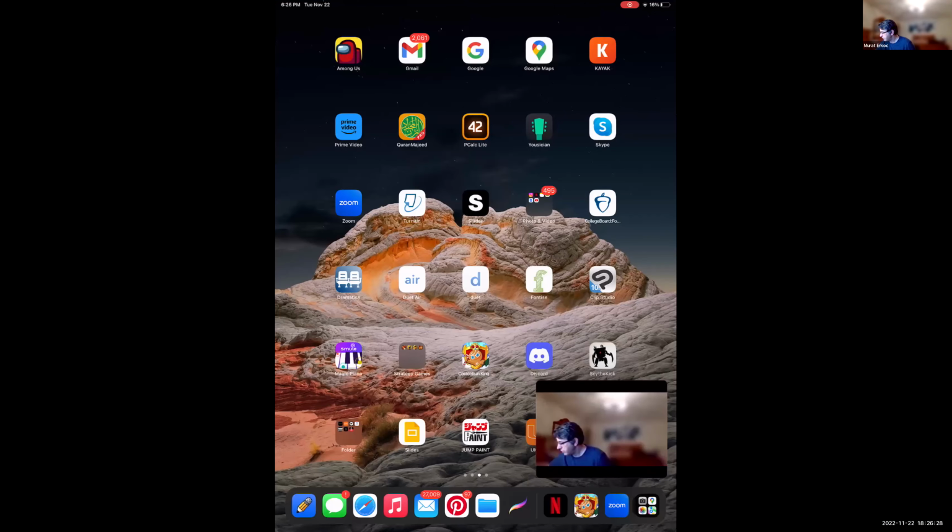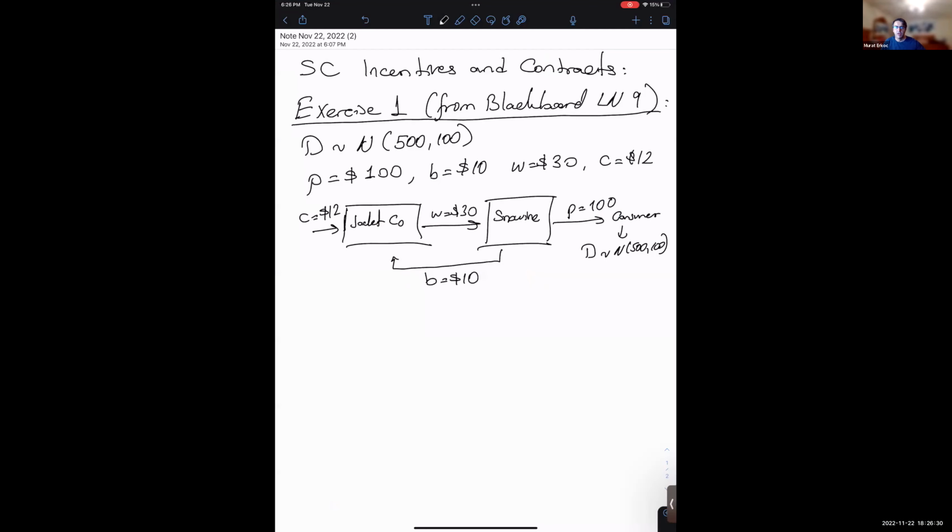All right, so this is some preliminary stuff. Again, we're solving exercise 1 from Blackboard lecture notes number 9. So we have Jacket Co. selling to Snow Inc. The item costs $12 per unit, and Jacket Co. sells it to Snow Inc. for $30. And when Snow Inc. in return sells it to customers for $100 per unit. And again, there's a buyback price of $10.